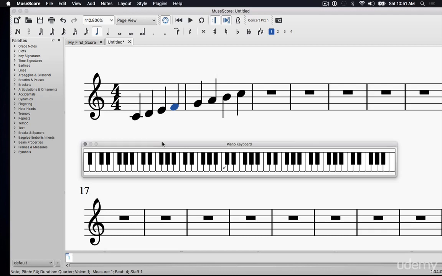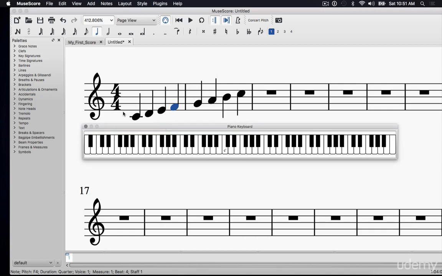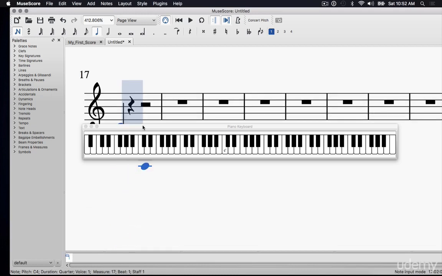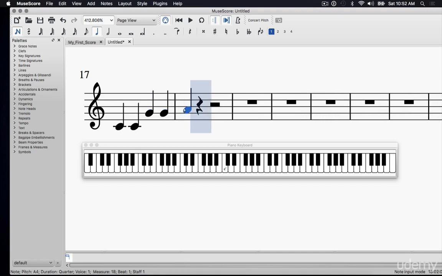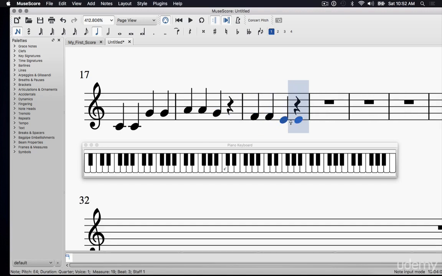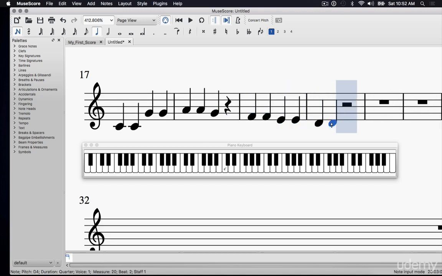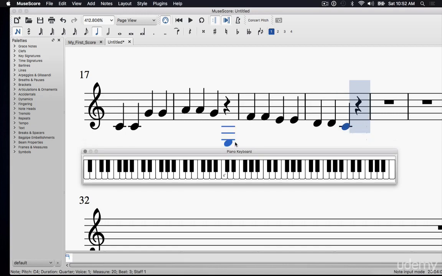Let's jump down here. Let's play a familiar melody, or let's just input a familiar melody. Okay, a simplified version of Twinkle Twinkle Little Star.